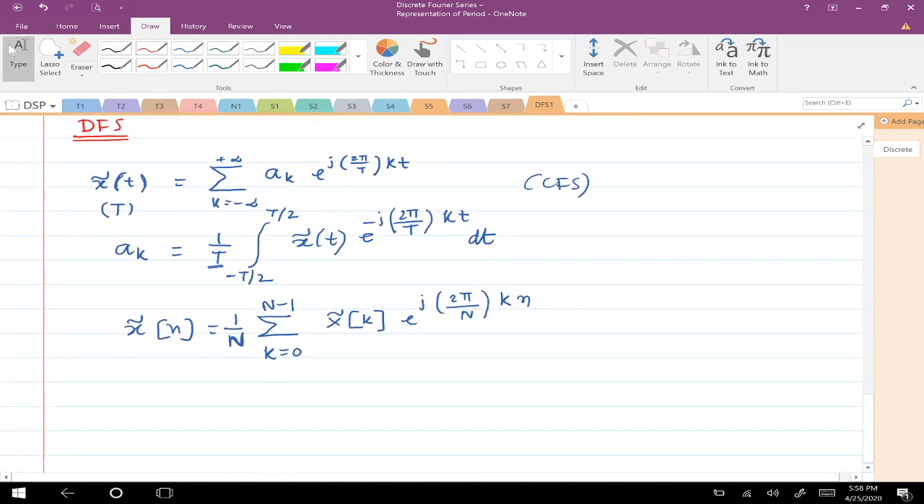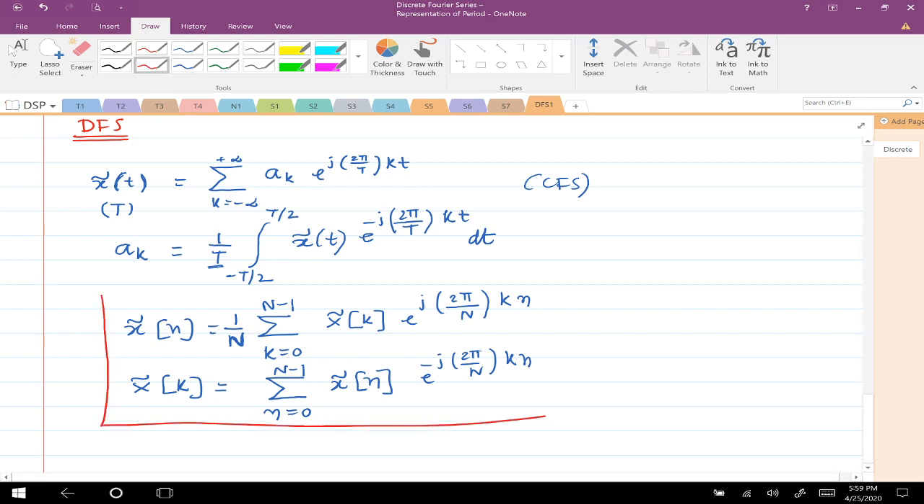That's for DFS. And how about this x tilde of k now? This 1 by T I moved there, so it is not required here. x tilde of t was a continuous variable from minus T by 2 to plus T by 2, but x tilde of n is a discrete time sequence whose periodicity is N, so I need to sum from 0 to N minus 1. One period here means n equal to 0 to N minus 1, with x tilde of n and e power minus j 2 pi by N times k n. These are the equations for DFS, which we will be using quite a lot from now onwards.